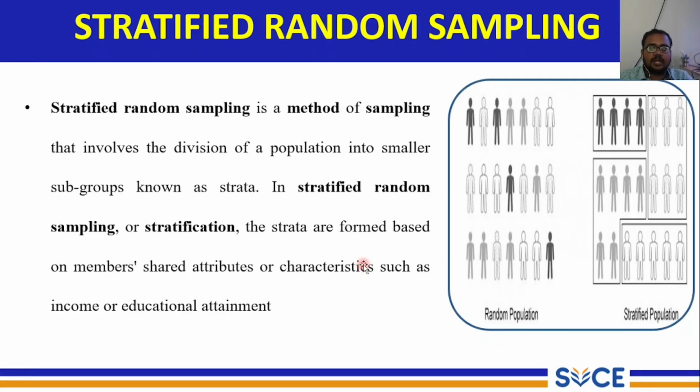The third sampling strategy is stratified random sampling, where the entire population is categorized into smaller groups, which are called strata, and from there you choose a particular set of the population, right? So you'll be considering them as your sample. Now, for example, how do you categorize them? It is based upon attributes or characteristics. It could be like income of the entire population or educational attainment, right?